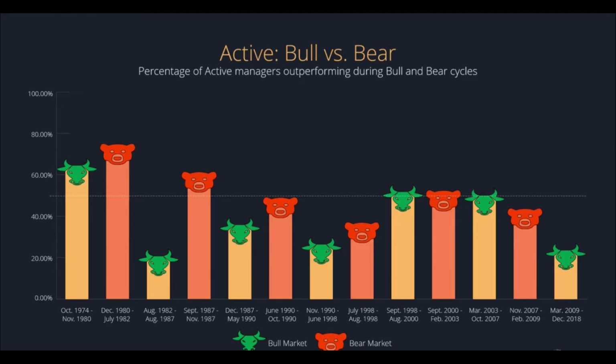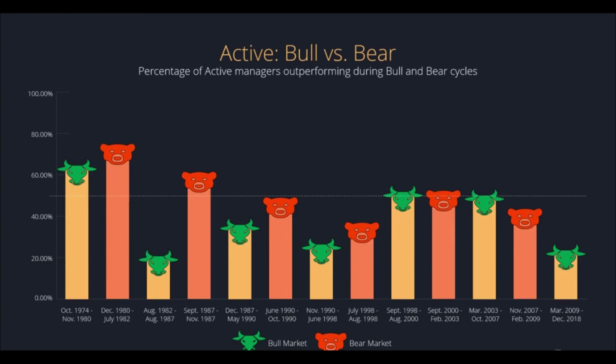And as you can see here across time, this dotted line represents the percentage of active funds or active managers that outperformed the S&P 500. And you can see across the board here that it's kind of iffy. In a lot of cases, they're underperforming, especially during bull markets back in the 80s and 90s. But they're also underperforming during bear markets.